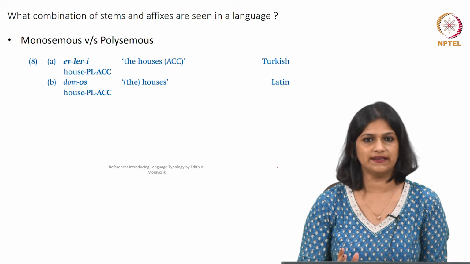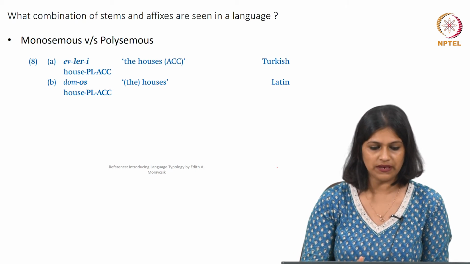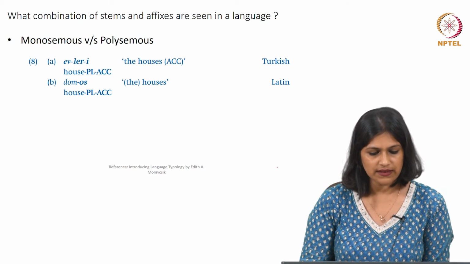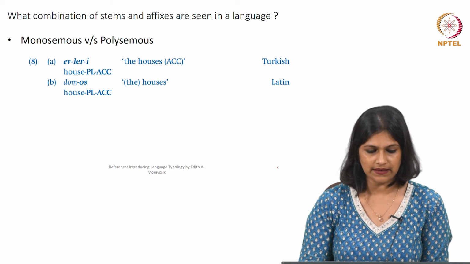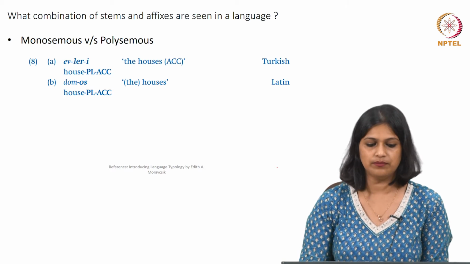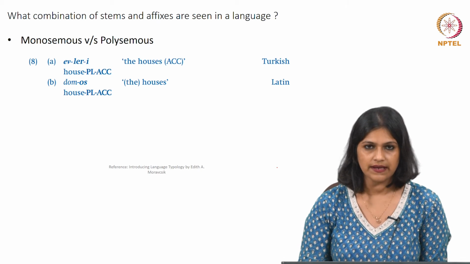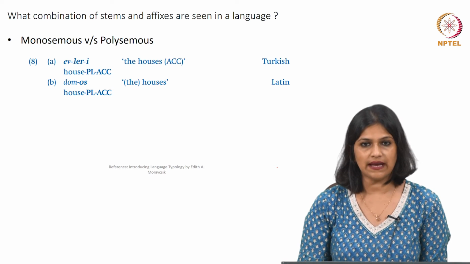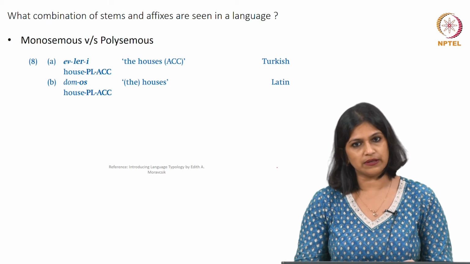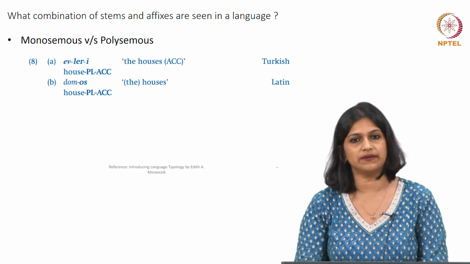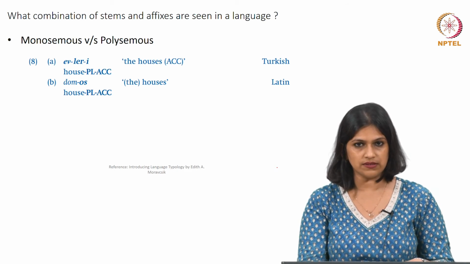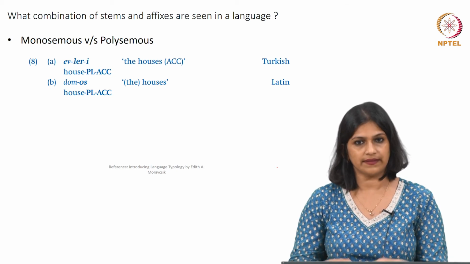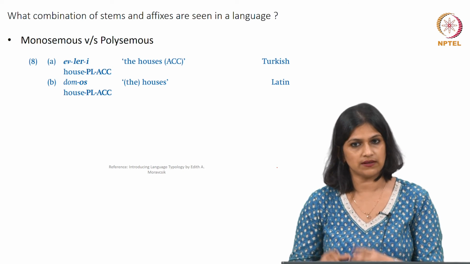Now, let us see how to identify which morpheme or which kind of combination would be monosemous and which ones are going to be polysemous. In 8a, ev, ler, e, there are 3 morphemes here. What does it mean? Houses. Ev is house, ler is the plural marker, and e is the accusative case marker. So, each of the morphemes has its own independent interpretation, independent meaning. The first morpheme means house, the second indicates it is a plural marker, the third indicates it is an accusative marker. That is how we get the word the houses with accusative.